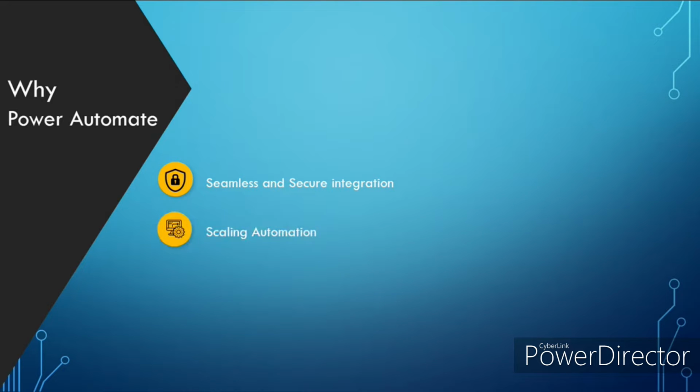The next one is scaling automation. We can scale with our newer requirements here. There are no bindings like we have in on-premise applications, as Power Automate is fully deployed and run by Microsoft online. So we have this application in a SaaS model.